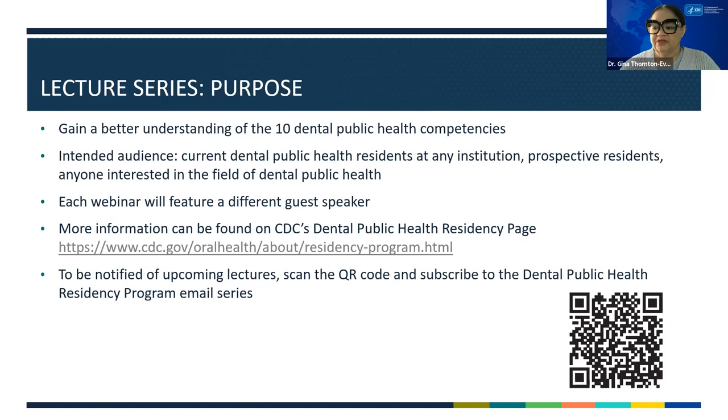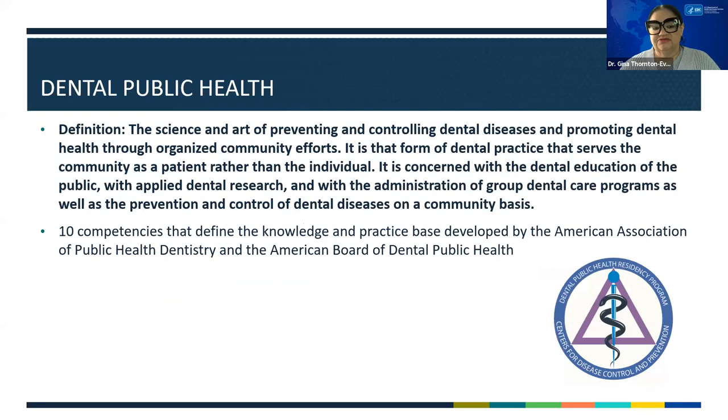I'm going to go into the definition for dental public health. It's the science and art of preventing and controlling dental diseases and promoting dental health through organized community efforts. It is that form of dental practice that serves the community as a patient rather than the individual. It is concerned with the dental education of the public and applied dental research, and with the administration of group dental care programs, as well as the prevention and control of disease on a community basis. And as I mentioned earlier, there are 10 dental public health competencies that define the knowledge and practice base, and they were developed by the American Association of Public Health Dentistry, along with the American Board of Dental Public Health.